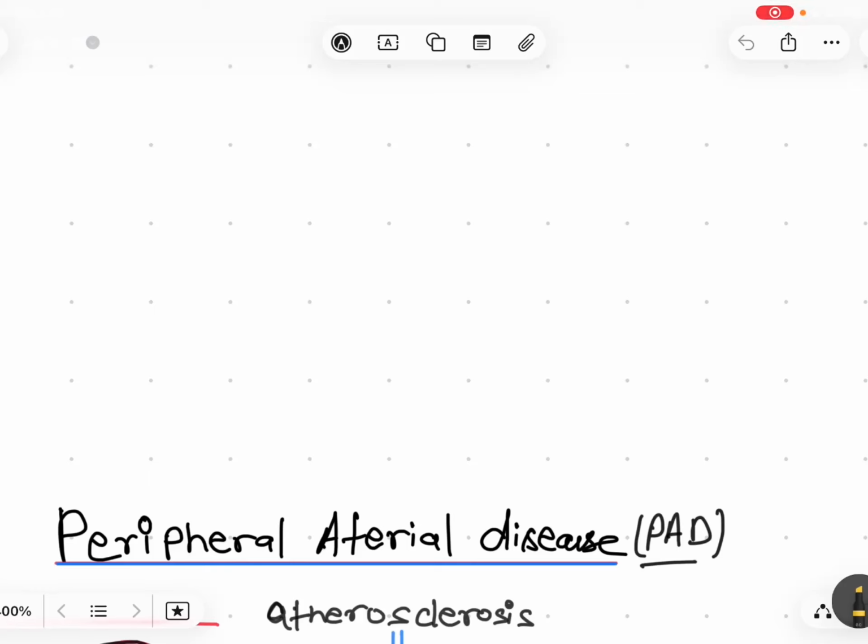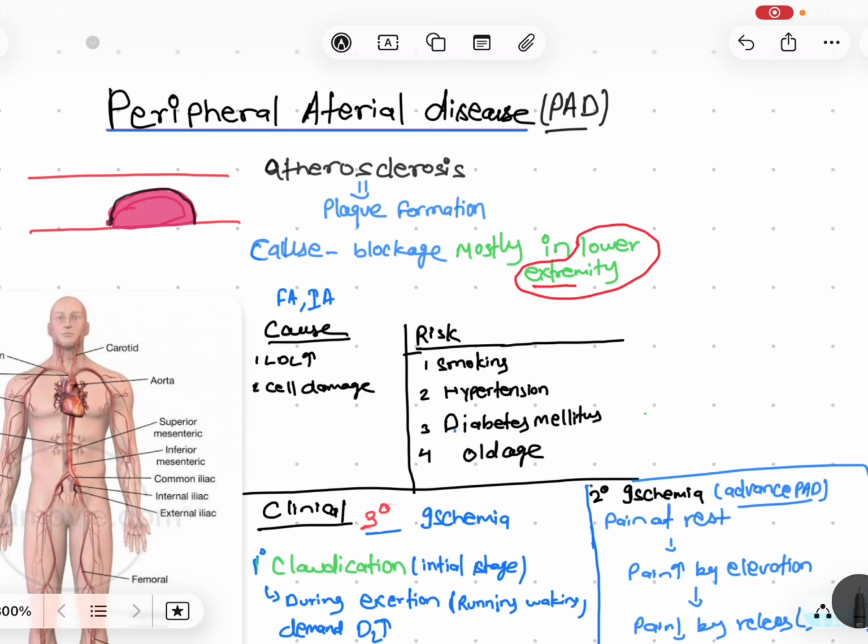So, today we are discussing peripheral arterial disease. Peripheral arterial disease, in short form, we can say PAD. Atherosclerosis means a formation of plaque. As we can see, there is a vessel, an artery, and there is plaque formation here.